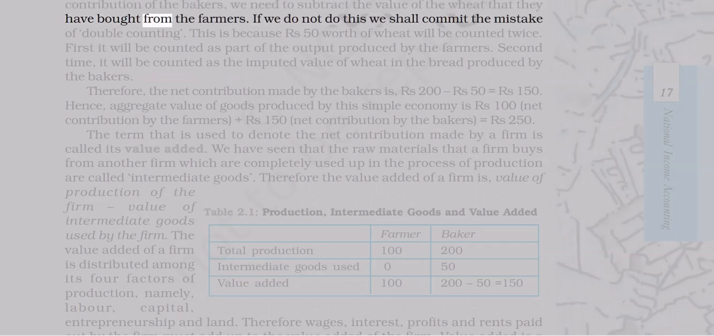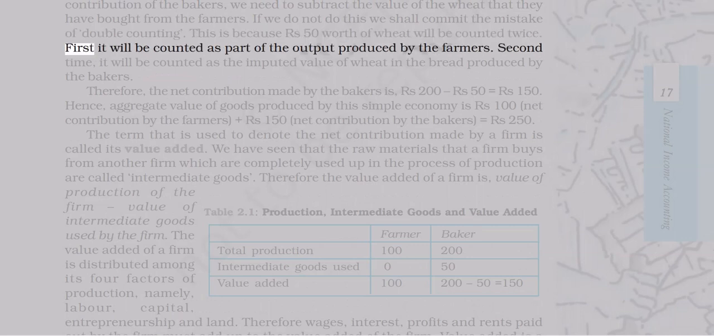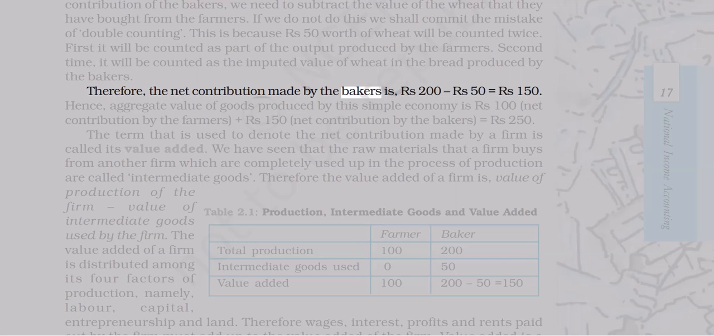To calculate the net contribution of the bakers, we need to subtract the value of the wheat that they have bought from the farmers. If we do not do this, we shall commit the mistake of double counting. This is because 50 rupees worth of wheat will be counted twice. First, it will be counted as part of the output produced by the farmers. Second time, it will be counted as the imputed value of wheat in the bread produced by the bakers. Therefore, the net contribution made by the bakers is 200 rupees minus 50 rupees equals 150 rupees.